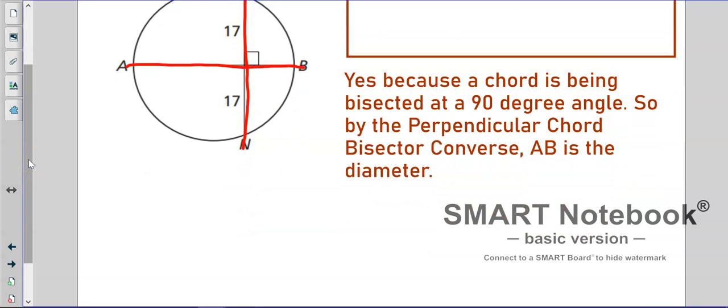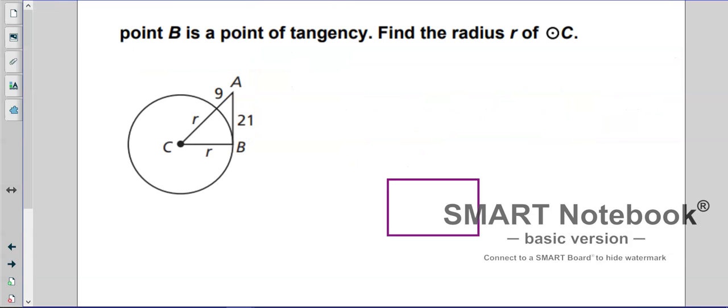So there is the explanation. Yes, because the chord is being bisected at a 90-degree angle, and by the perpendicular chord bisector converse, it is the diameter. So since it is bisecting it at 90 degrees, yes, it is. All right, point of tangency, B.